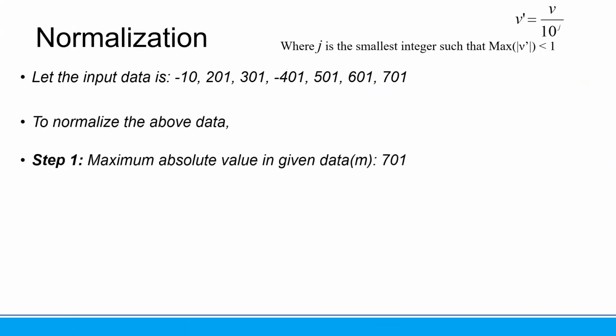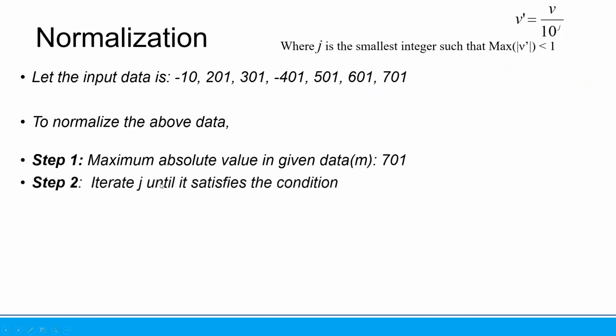So step one is I need to select the maximum value. Why? Based on the condition, we need to find the maximum of the absolute of P prime. So the maximum value we can get is 701. So this is the maximum. Okay, be careful. We have the absolute here.